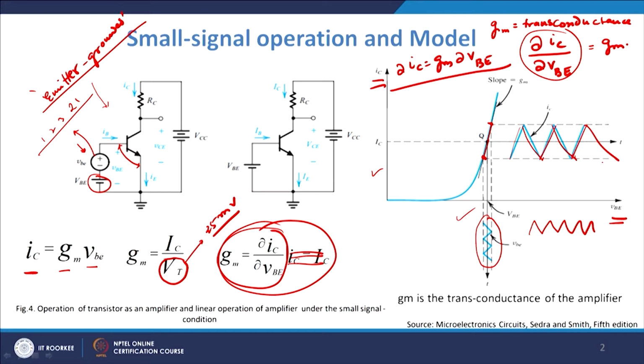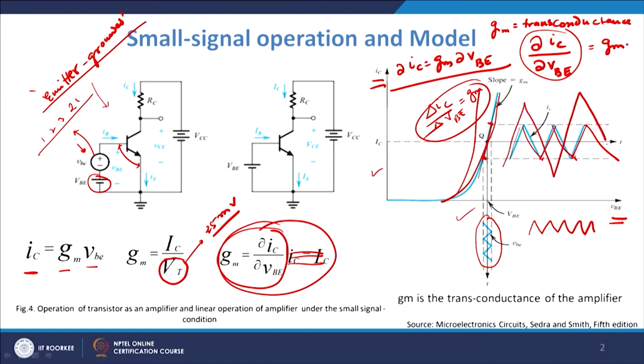Now, the slope of this curve which you see, right, which is del IC del VBE, is basically your gm, the transconductance. So, if this slope is much steeper, I would expect to see a much larger variation in the output waveform for the same change in the value of the input waveform, fine.